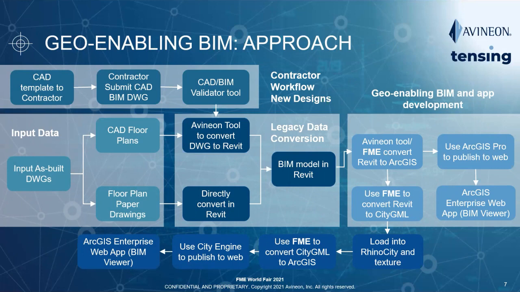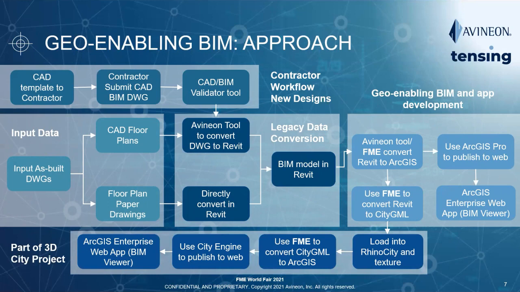And then, of course, used ArcGIS Pro to publish that to a web using the Enterprise GIS web application, and also FME at this stage to convert all the Revit data into City GML for the city 3D model. And the last step there, the 3D modeling for the city, was loading all of the data into Rhino City for texturizing, and then using FME to convert the city GML to ArcGIS. And we use City Engine actually to publish these things to the web tier, and leveraging this ArcGIS Enterprise web application. I'm going to show you that in a minute.